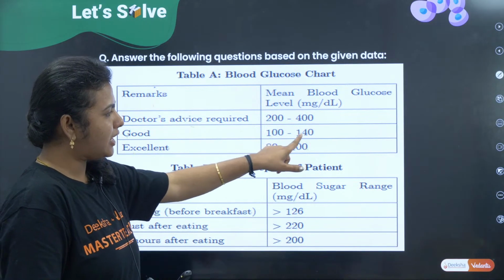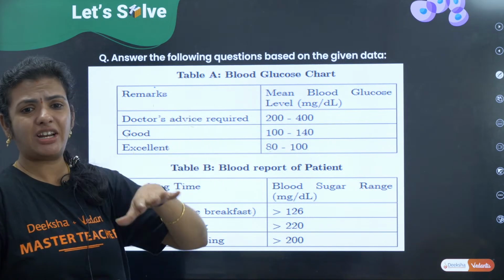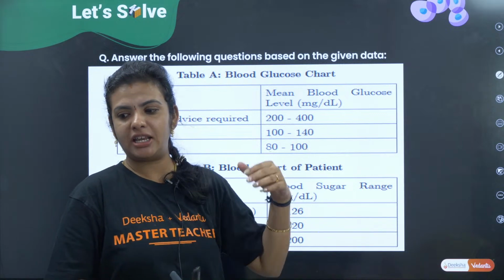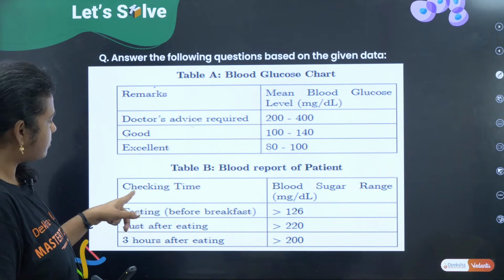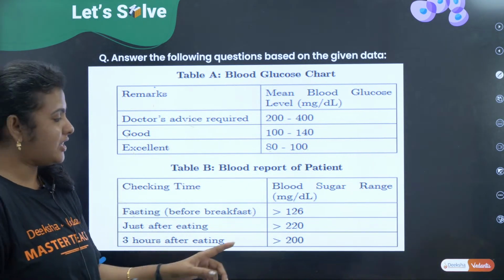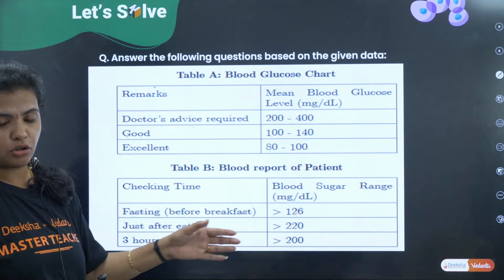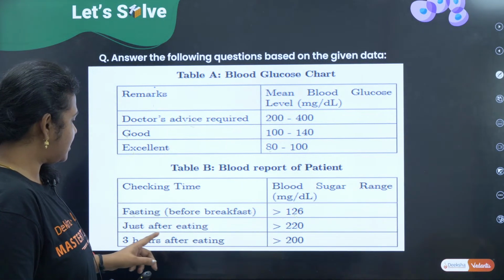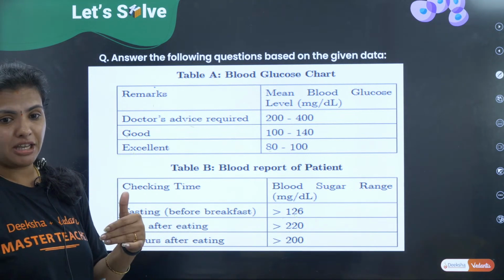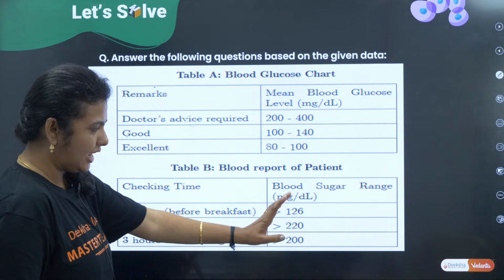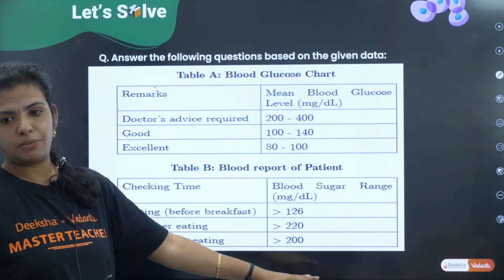Patient has a very good level of glucose. If it is good, it should be between 100 to 140, and if it is beyond 140, 200 to 400, definitely the person is diabetic, and he needs a doctor's advice. Now we have a patient whose blood report is taken. In the fasting state, that is before breakfast, the person has around 126 mg per deciliter. Just after eating, after his meal, it is around 220 mg per deciliter. Three hours after eating, it is around 200 mg per deciliter.